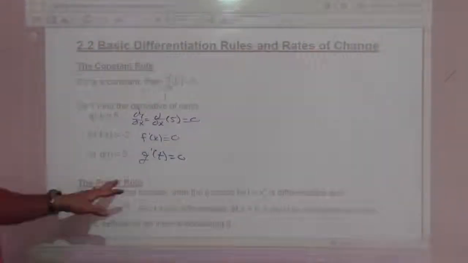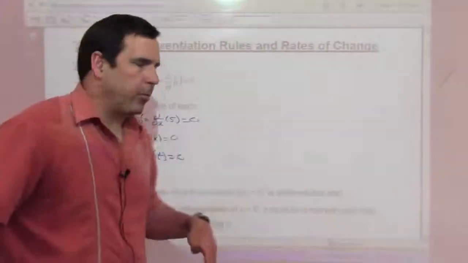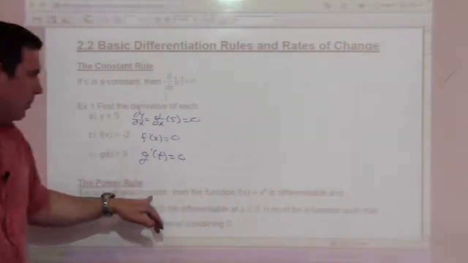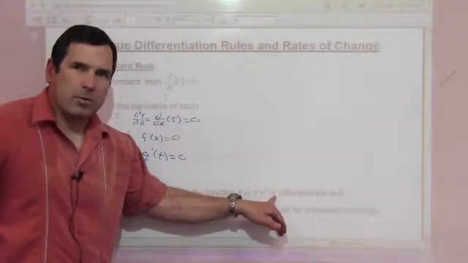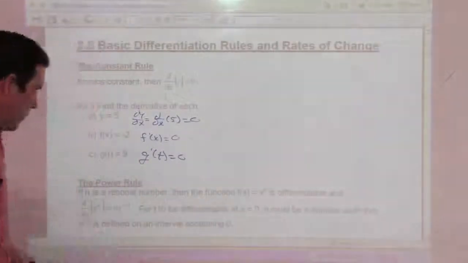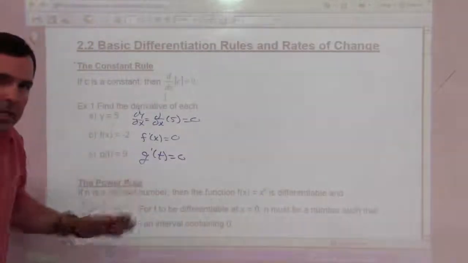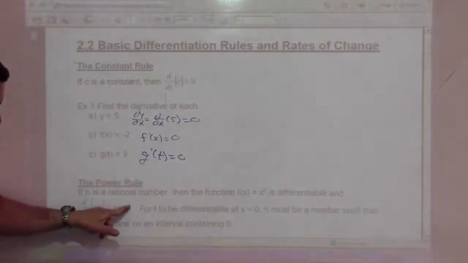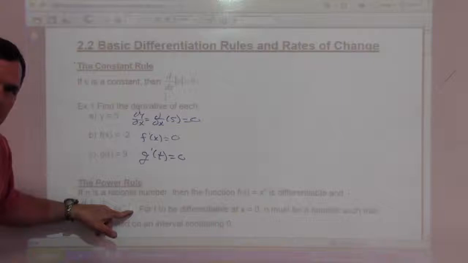Now, I say almost the funnest one to learn, if I can say funnest, not even proper grammar, is the power rule. If n is a rational number, then the function f of x equals x to the n is a differentiable function. Okay, we're good there. The derivative with respect to x of x to the n, here it is, drum roll please, is n x to the n minus 1. That power comes out front and you subtract 1 from the power.